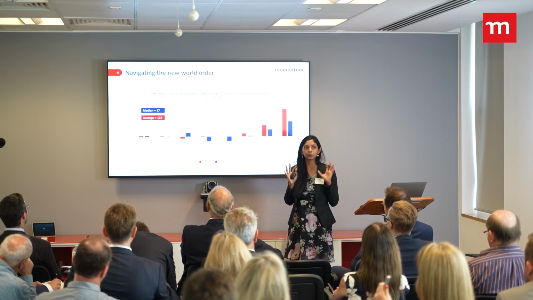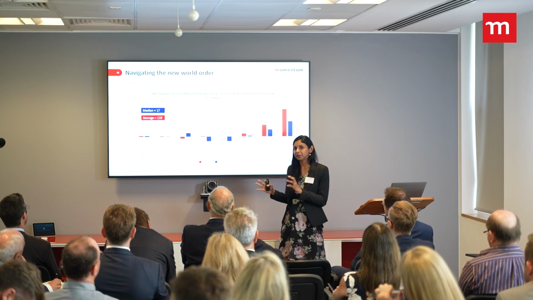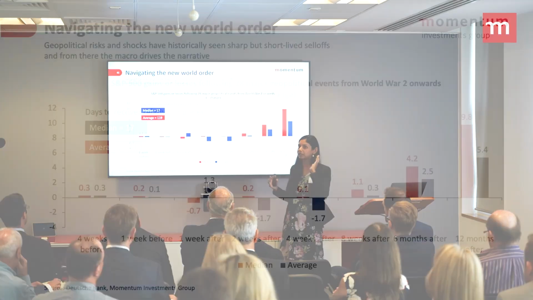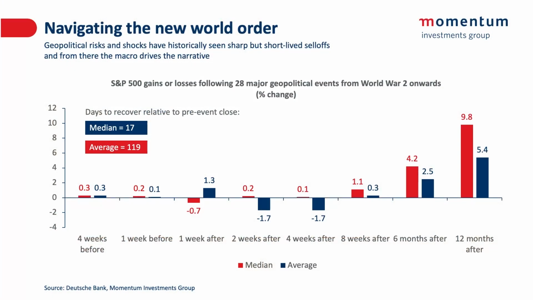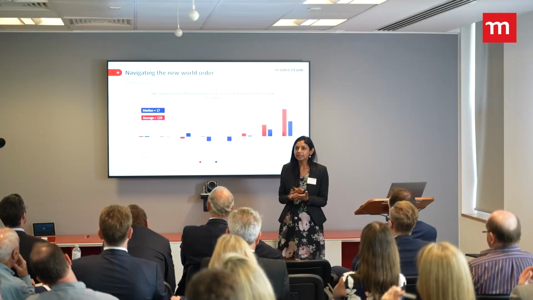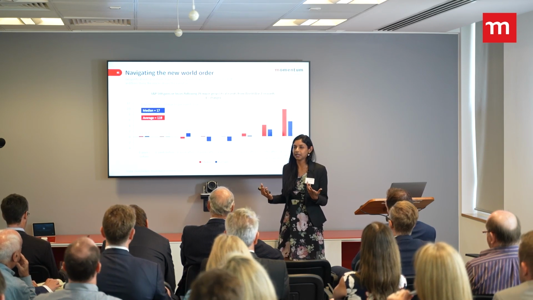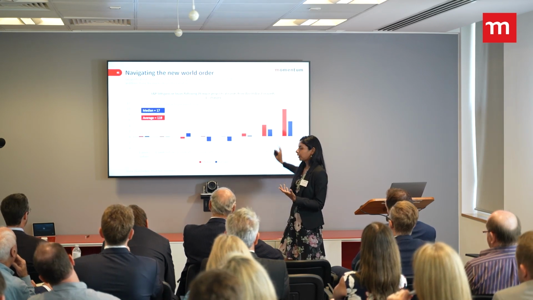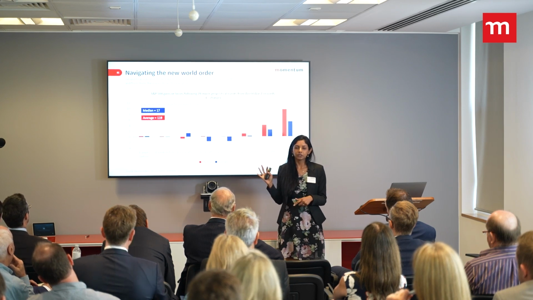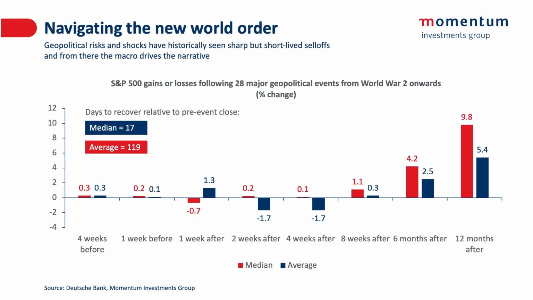So that's what happens in the economy, but what happens in financial markets? Deutsche Bank did a study where they looked at 28 major geopolitical events in post-war history, and they looked at how long it took the market, the S&P 500 in particular, to recover, and it took about 17 days. So yes, there was a short-term impact, and it was very harsh, but it came out of the wash very quickly. However, there was an impact further down the line, and that impact wasn't really on the initial effect of geopolitical risk.